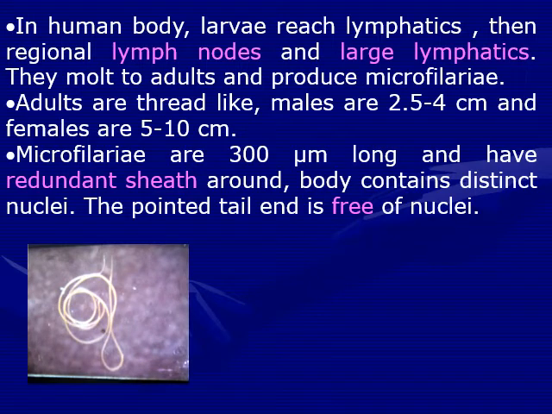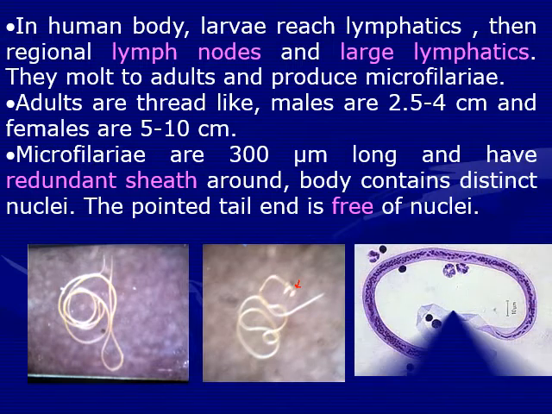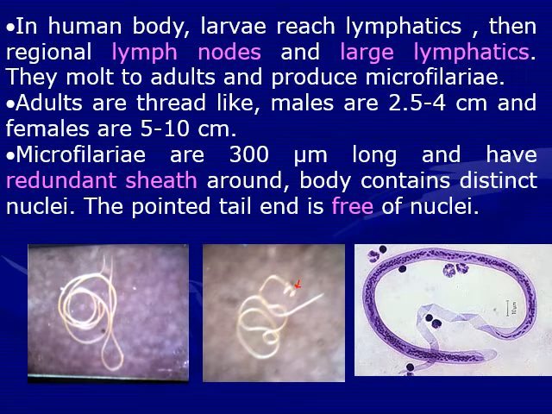This is an adult female. This is an adult male with special posterior end here. And this is the microfilariae with the sheath as we see here and here in the anterior end, and the tail end, which is the space from here to here, is devoid of nuclei.